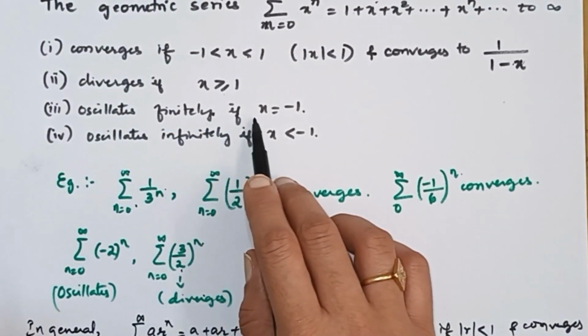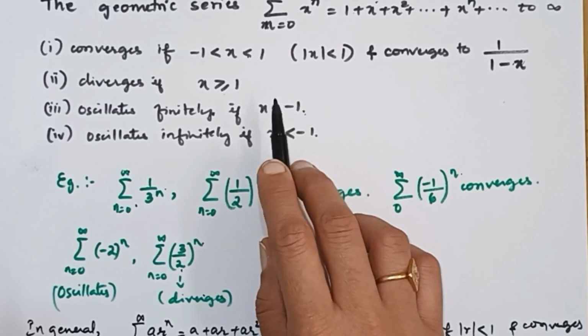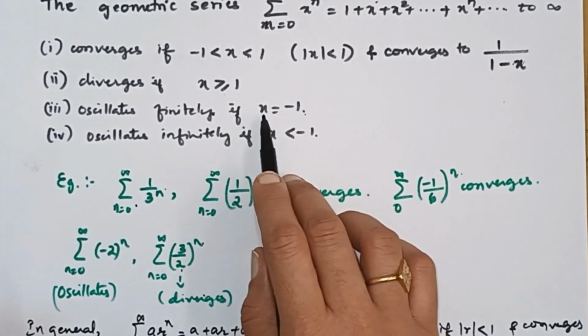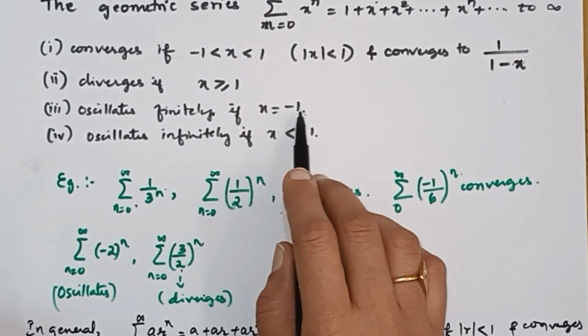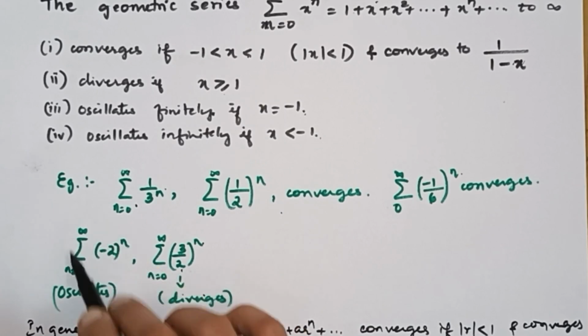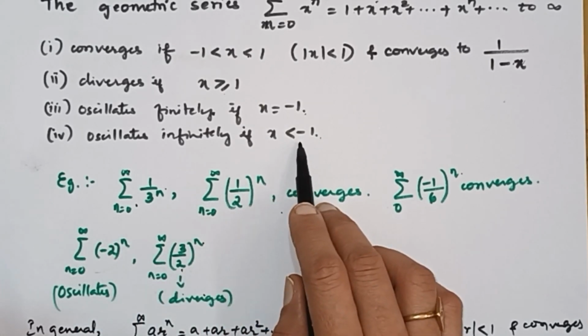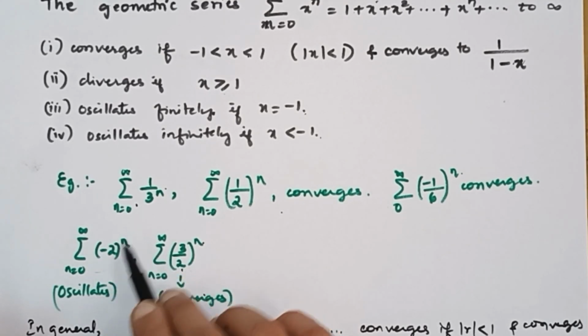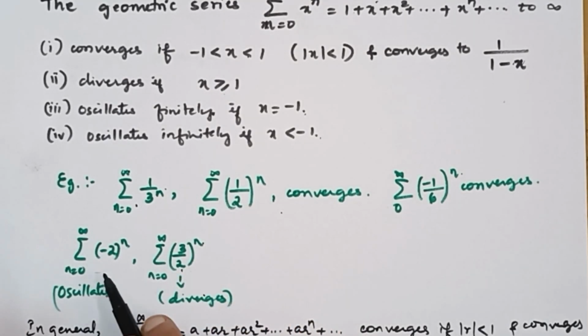It oscillates finitely if x equal to minus 1. Between minus 1 and 1, this series oscillates. Therefore, it oscillates finitely if x equal to minus 1, and oscillates infinitely if x is less than minus 1. See this example. Take any value lesser than minus 1, like minus 2, minus 3, any value, minus 2 to the power n, then you can directly conclude this series oscillates infinitely.